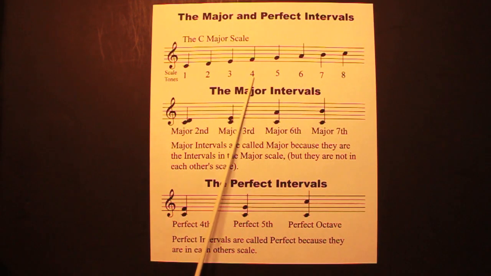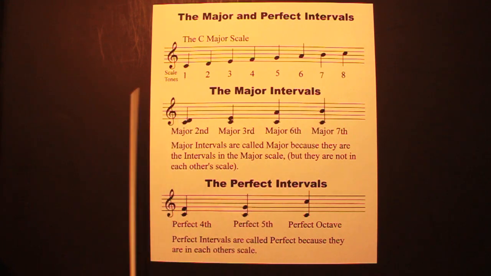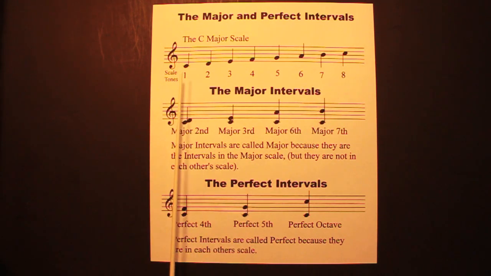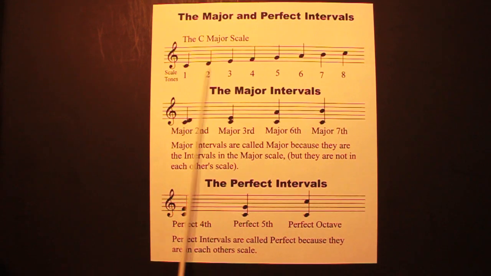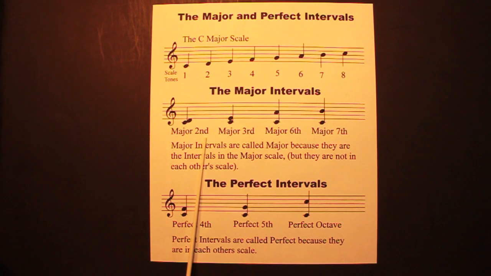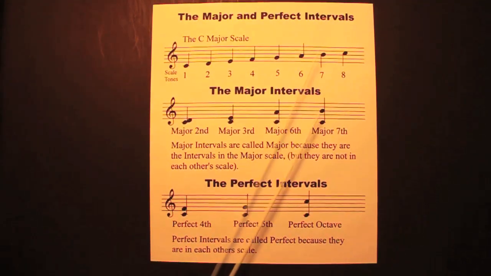I showed you the C major scale on the keyboard. I told you scale tones 1 through 7, 8 is a repeat of 1. So if you played 1 and 2 together, as we've done here, it's a major second. Why is it major? Because it's in the key signature. C to E is a major third, because E is in the key signature. Major sixth, A is in the key signature. C to B, major seventh.